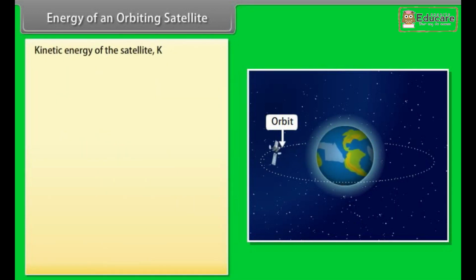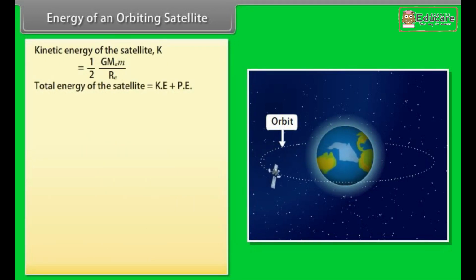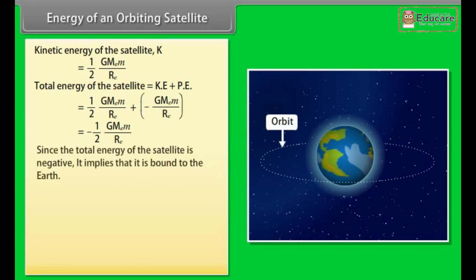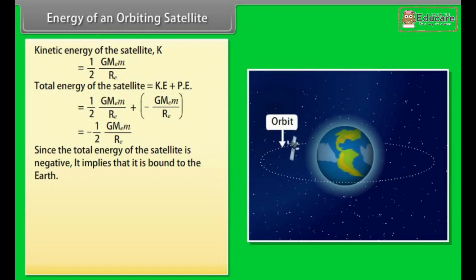Kinetic energy of the satellite K. Total energy of the satellite is equal to kinetic energy plus potential energy. On calculating, we get total energy equal to minus 1 by 2 G M_E M divided by R_E. Since the total energy of the satellite is negative, it implies that it is bound to the Earth.